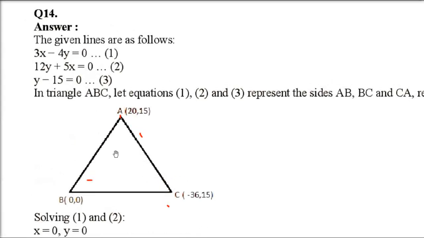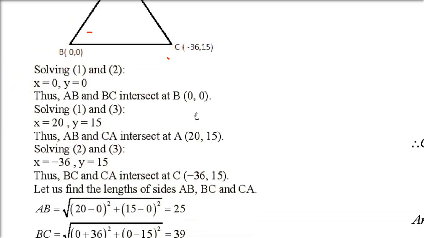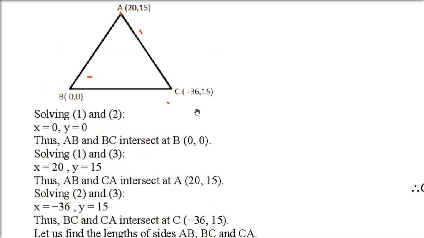So we have these three equations. To solve this, we take them pairwise and solve them so that you get x and y for each vertex. I hope you'll be able to do it. I'll tell you the points now. The points are (0, 0), (20, 15) and (-36, 15).